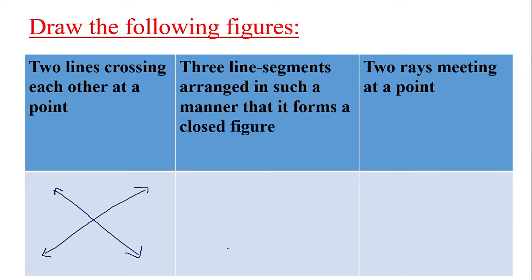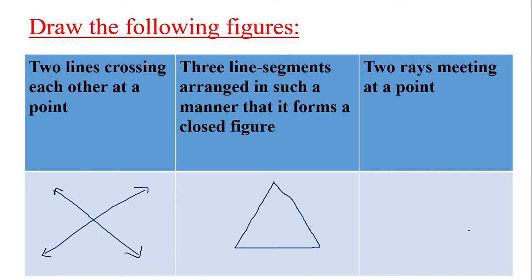Now second: three line segments arranged in such a manner that they form a closed figure. So we have to join the three line segments, and it's a closed figure. This is the figure we have drawn, which is closed and made of three line segments.